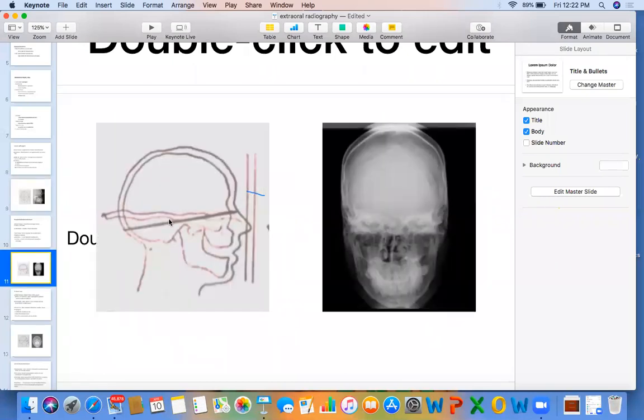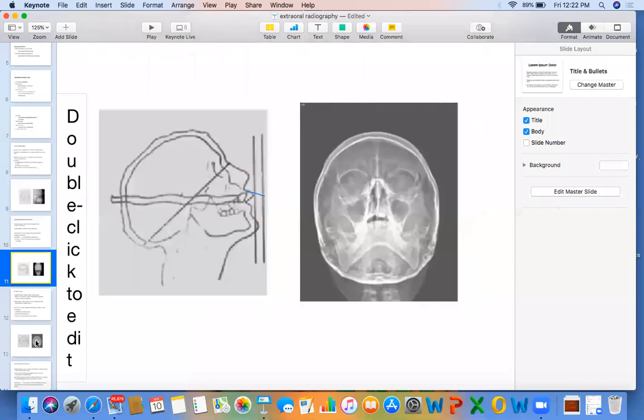This is another view. Which one is that? This is the PA view. Again, the ray is coming from posterior going to anterior. Our line is 45 degree to the FH plane, and this is how the radiograph will look. This is a PA view. We'll move on to the next view for summarizing.